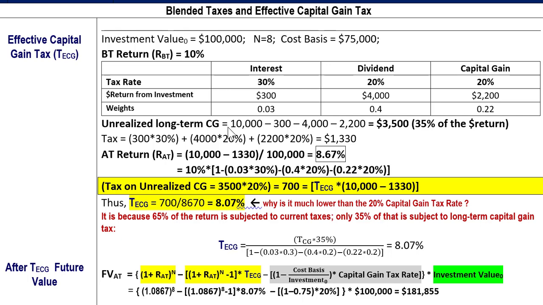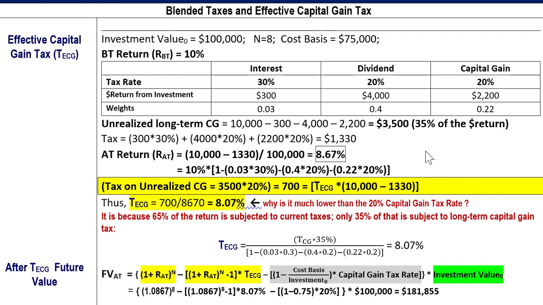Now, remember, you still have to pay that tax, but you defer the tax to the future. The capital gain tax, assuming it will not change in the future, is still 20%. So what is the true after-tax return for this investment? That becomes the issue: how do we calculate that?